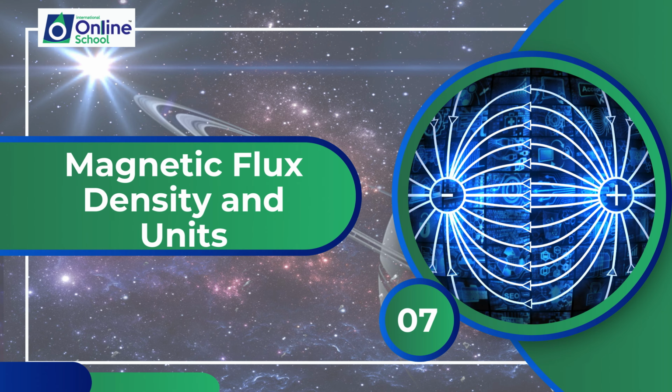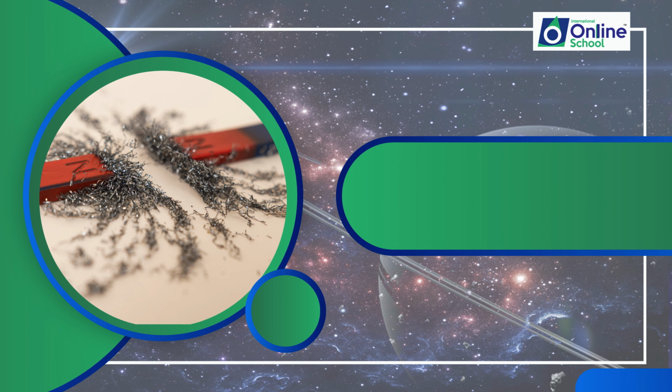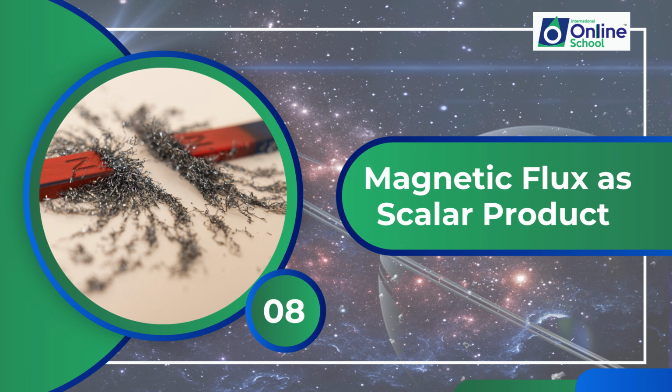You'll define magnetic flux density and its units. This lesson will cover the concept of how densely packed the magnetic field lines are in a given area. Students will describe magnetic flux as the scalar product of magnetic field, B, and area, A, represented by Φ = B·A. This introduces the mathematical representation of magnetic flux.